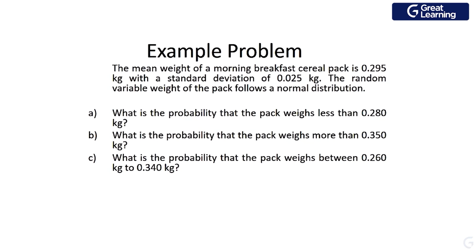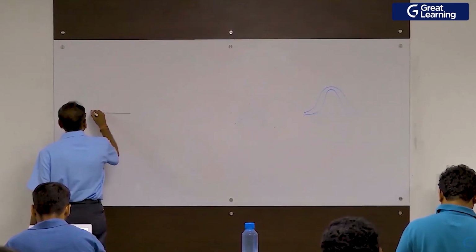Let me answer the question first using Excel, then using R, and conclude the session. The first step you have to do in a normal curve is to plot the function. You just plot it. So I'm not drawing it to scale, but I'm just sketching it now. So the basic thing is the first part, if I take it, it is a bell curve here.